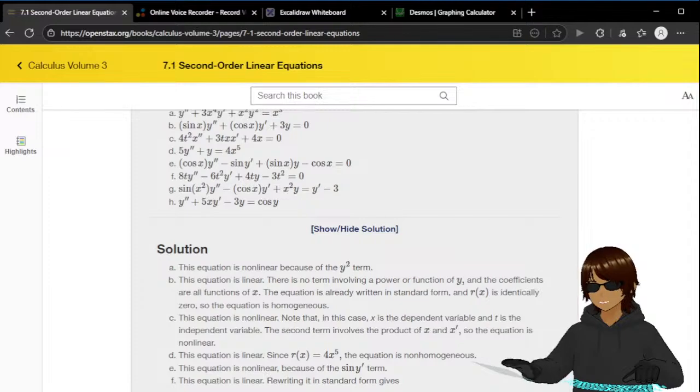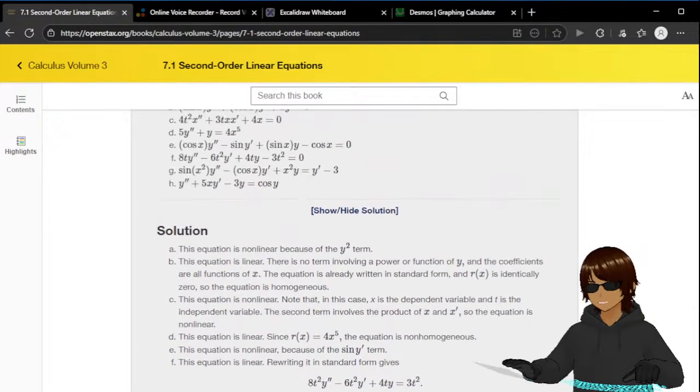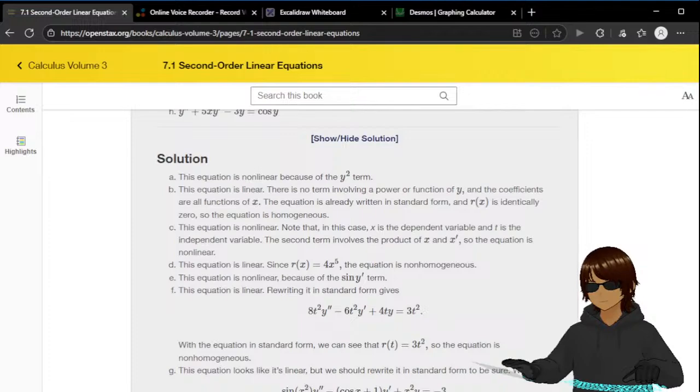C is D, linear, non-homogeneous. Non-linear. I think I made a mistake on this one. This is non-linear because of the sine of the derivative of y. F is linear, non-homogeneous. And then we have linear homogeneous.